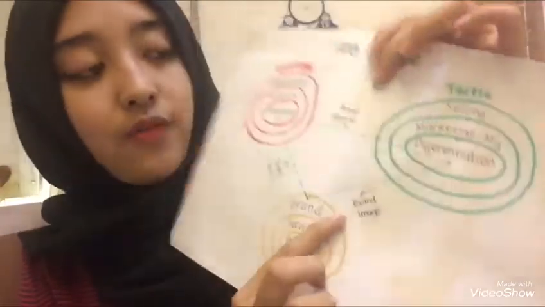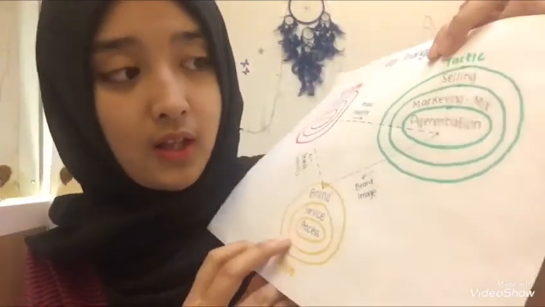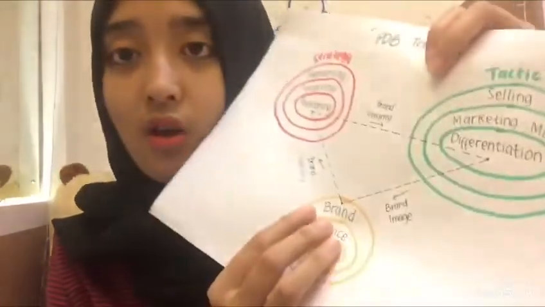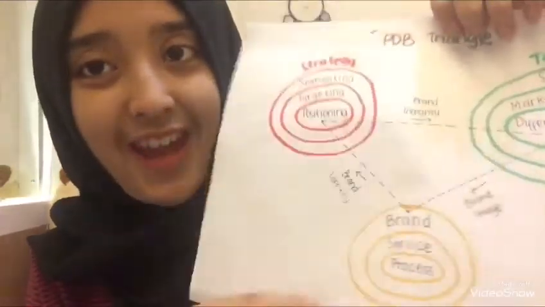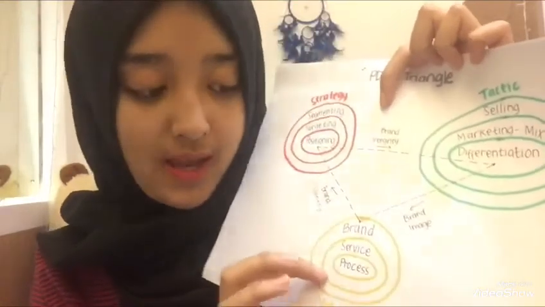The next is I want to tell you about the brand image. This is the brand image. From tactic marketing to value marketing, exactly, is a differentiation to brand. It's called brand image. And I want to tell you that value marketing has three points. First is brand, second is service, and the last is process.